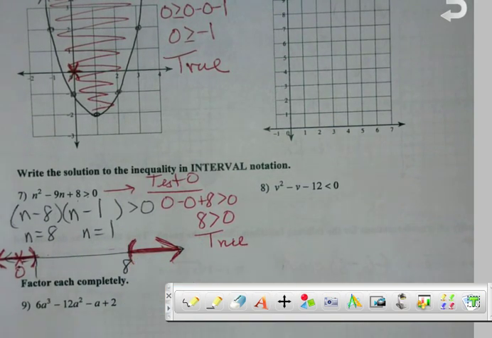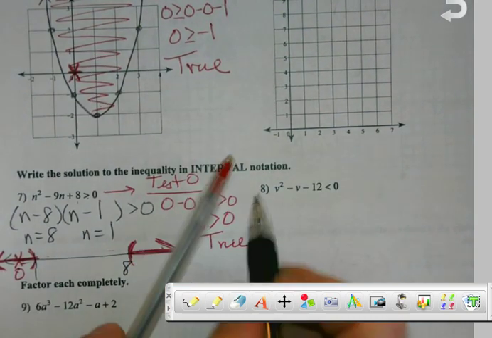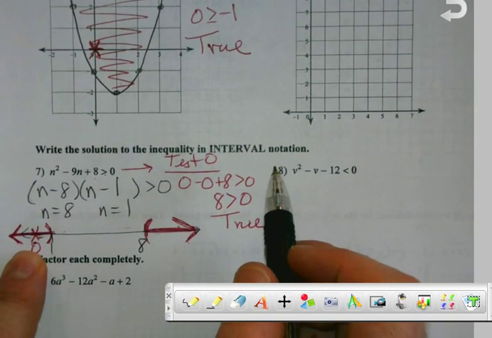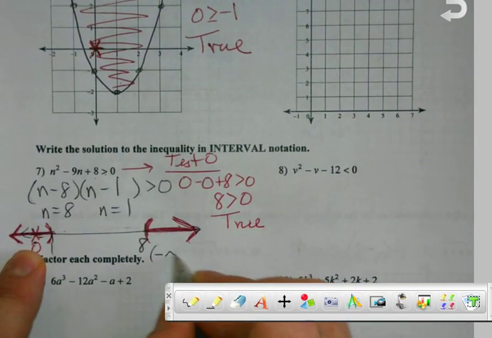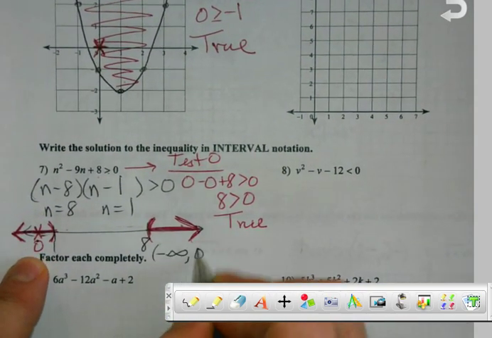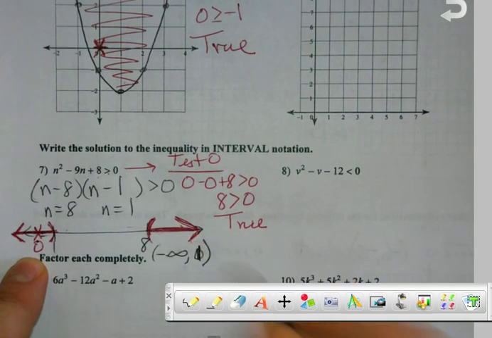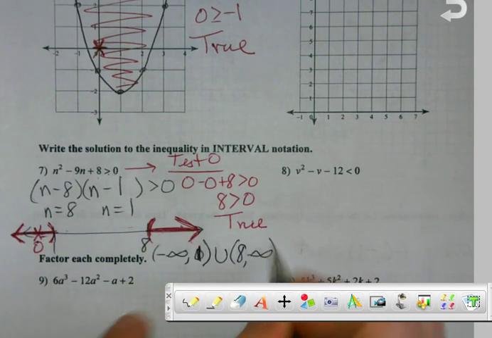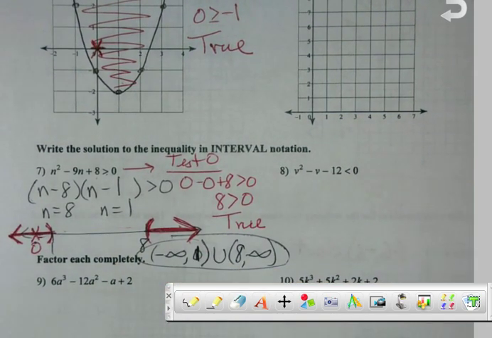Now don't stop. Interval notation. So I take each piece from negative infinity to 1, hardy. And then it starts up again at 8 and heads off to the right. That's the answer I'm trying to get to. Right?